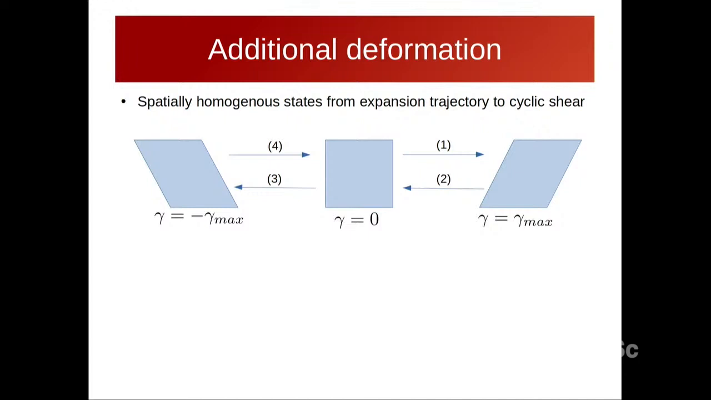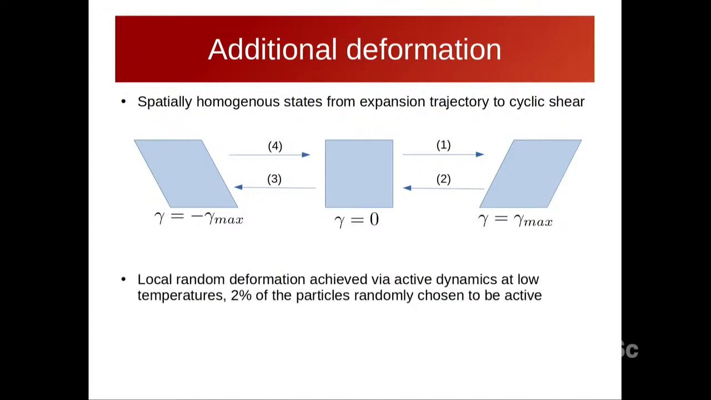So you start with a straight box, a square box, and you shear it up to some amplitude quasi-statically, and then you come back to zero, and again you go in this direction, and then again come back to zero up to the same amplitude. So we subject these homogeneous states to cyclic shear, and this is one protocol that we are doing under additional deformation.